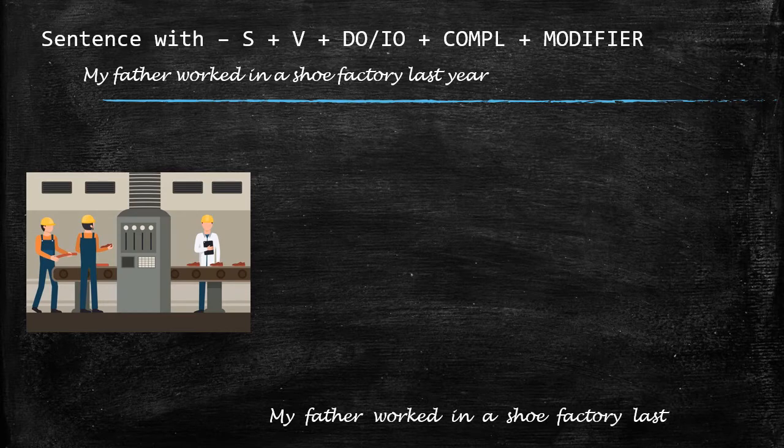The first thing you have to do is rewrite and then analyze it. Where is the subject? Yes, the subject is my father. The verb or the predicate is worked. And then in the predicate we have in a shoe factory as a complement. This is the phrase, and last year as a modifier.